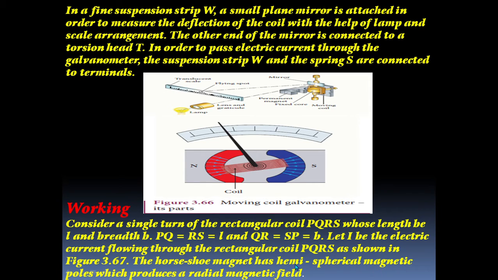The horseshoe magnet has hemispherical magnetic poles which produce the radial magnetic field. This horseshoe magnet produces a radial magnetic field because of the circular shape of the magnet, that is, the hemispherical magnet produces the magnetic lines of force. When the lines join from the center to this curved surface, it is called a radial magnetic field. These lines indicate the radial magnetic field.